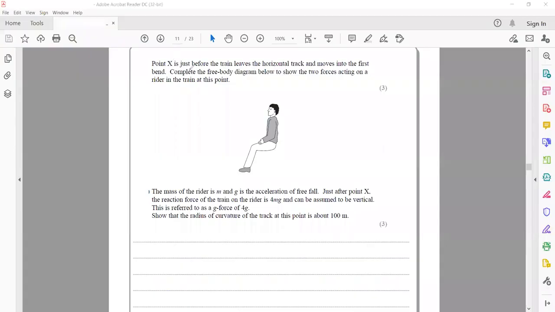So in part B, point X is just before the train leaves the horizontal track and moves into a first bend. Complete the free body force diagram to show the two forces acting on the rider at this point. So the two forces acting on the rider at this point, number one, it will be a weight which is acting downward, and the other one, there will be a normal contact force which is acting upward.